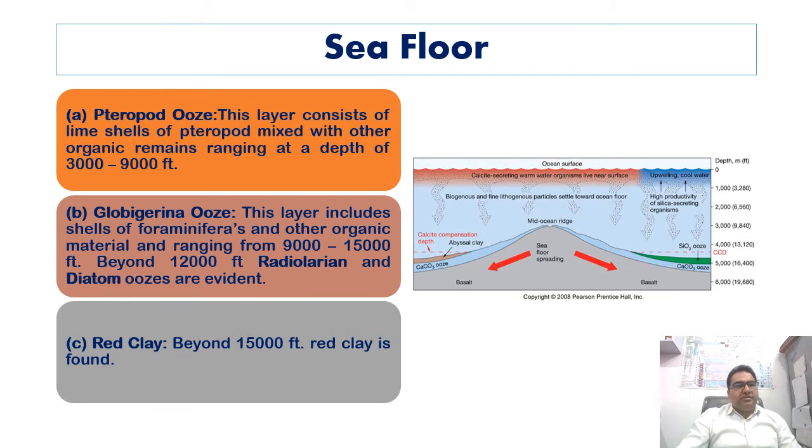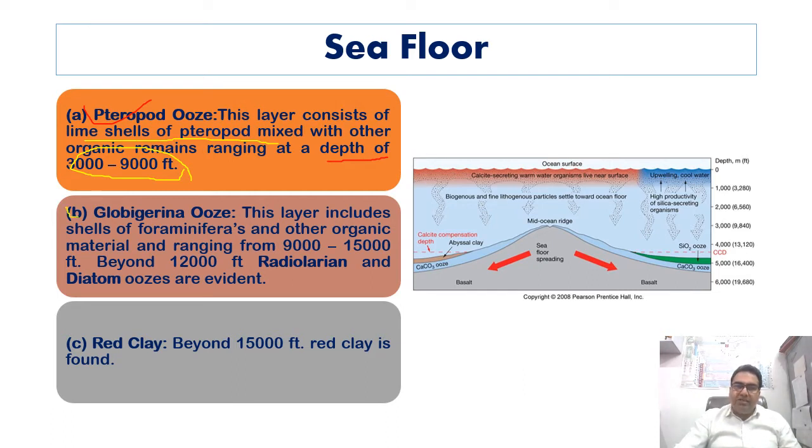Then if we talk about the sea floor, the sea floor consists of the pteropod ooze, which consists of lime shells mixed with organic remains, at a depth of about 3,000 to 9,000 feet. That ooze present at about 3,000 to 9,000 feet, we call the pteropod ooze. It is the lime shells of the pteropod which get mixed with the organic remains.